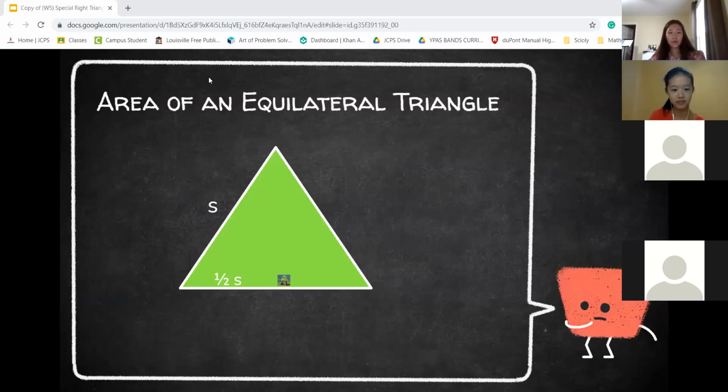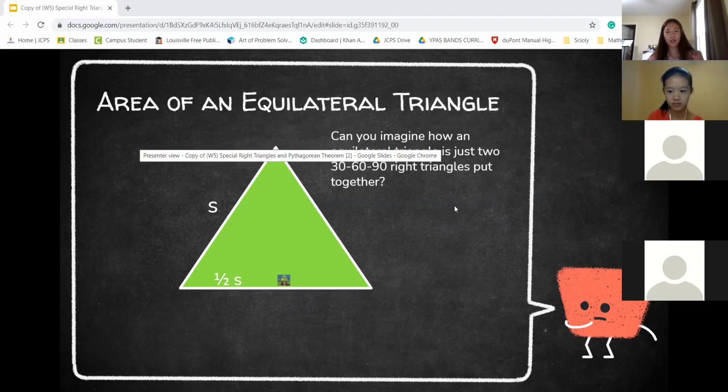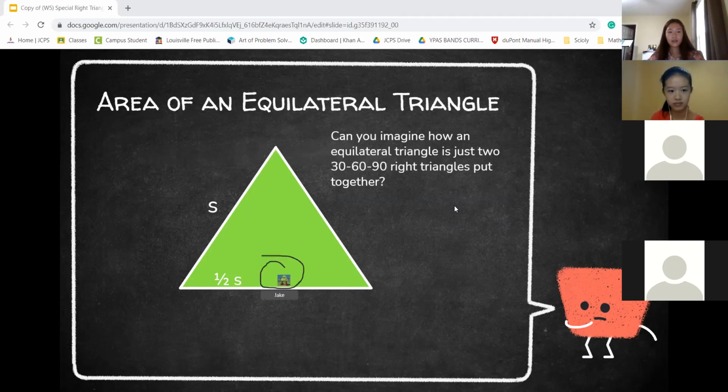So now we're going to go over finding the area of an equilateral triangle. We're going to build off of what we just did. We just talked about that if you put two 30-60-90 right triangles together, it becomes an equilateral triangle, right? So would it be 2x on the bottom?